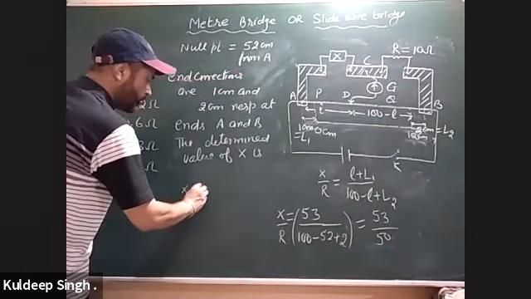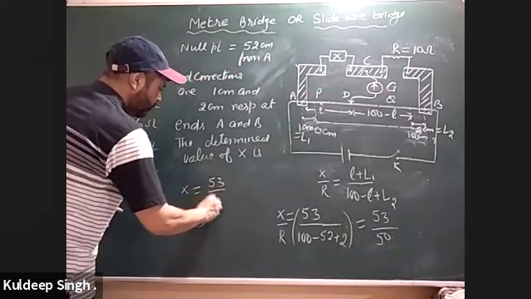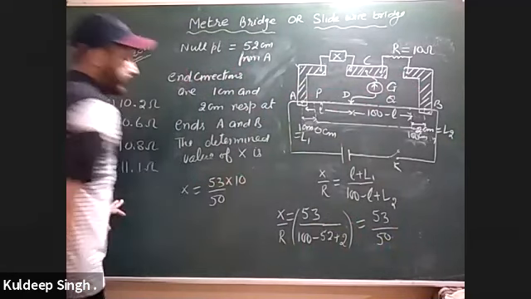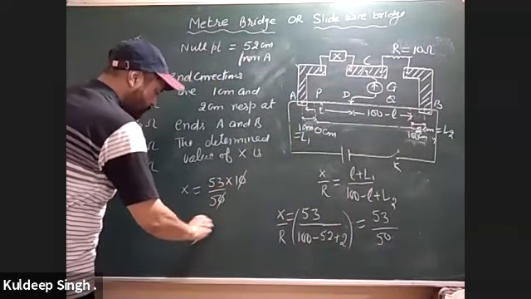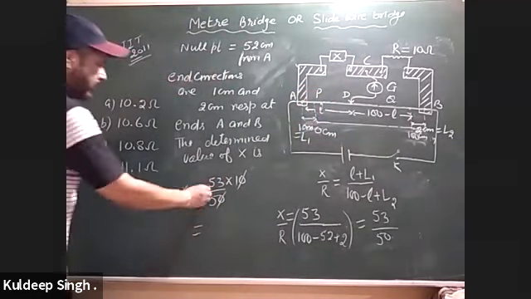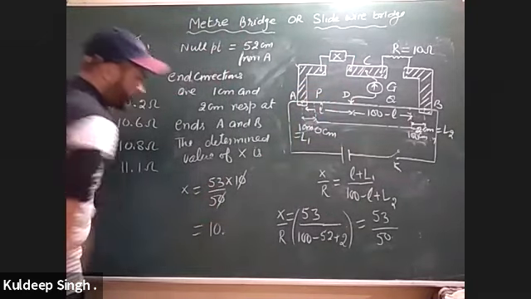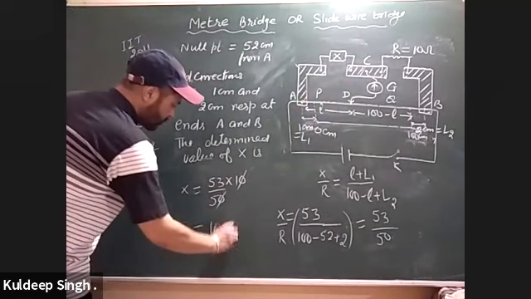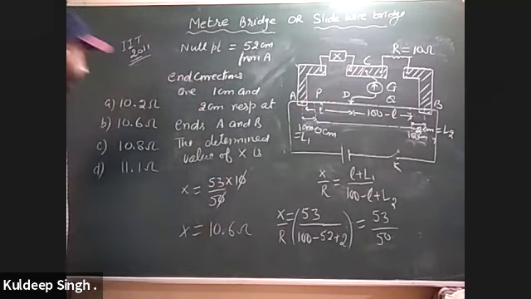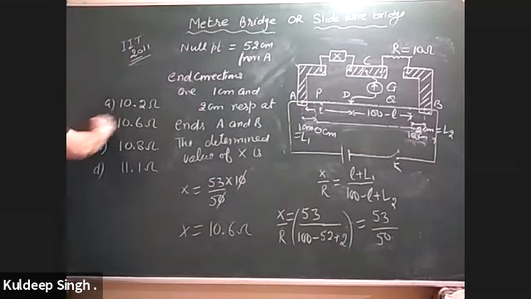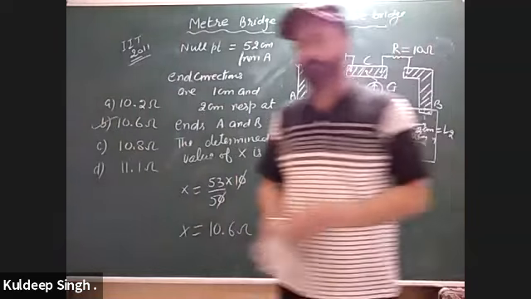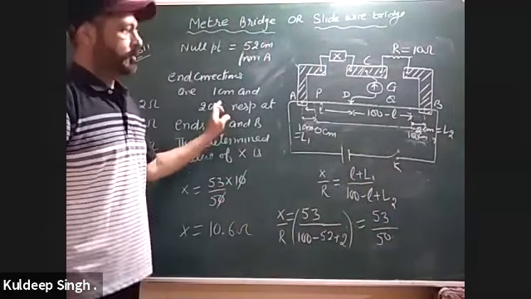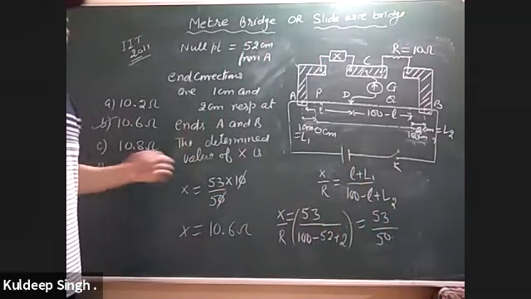So when you solve it, X equals 53 by 50 multiplied by 10, R equal to 10, cross multiply. When I divide, 10 point, you are left with 3 and 0.6. So therefore, 10.6 ohm, this B is the correct option. So in this way, you can find the unknown value by using end correction. So this is very important for your exam. How to apply end correction, you can do it.